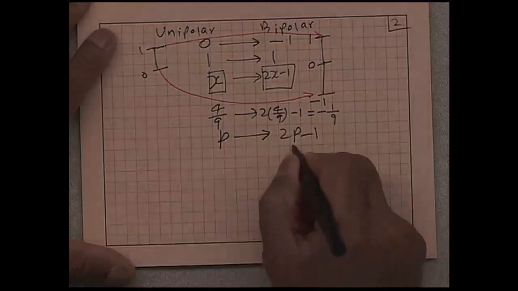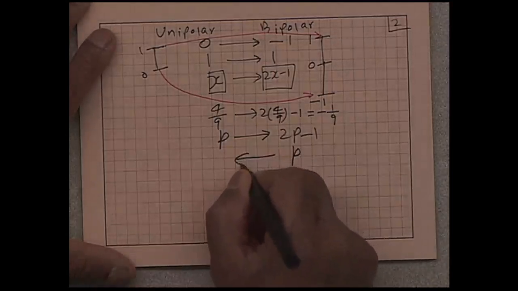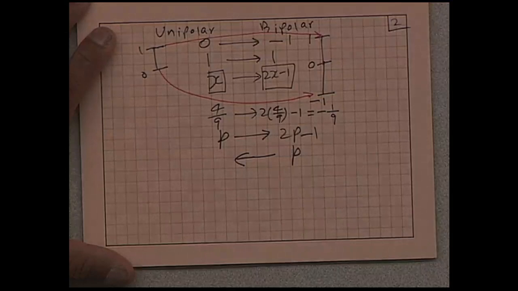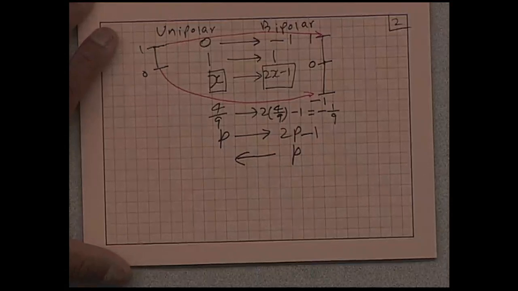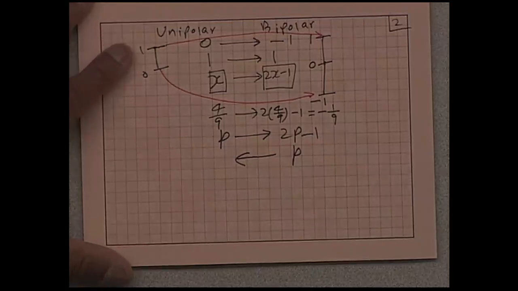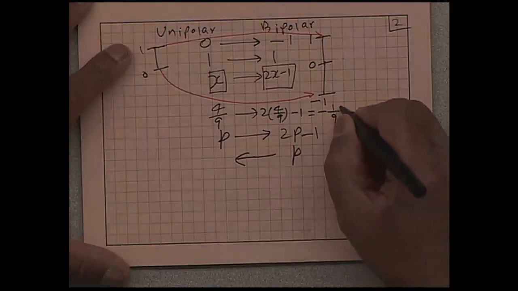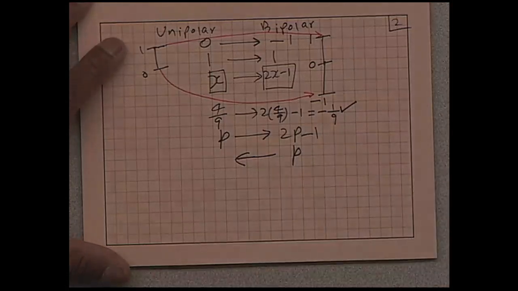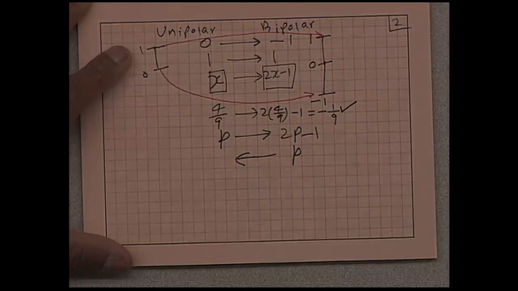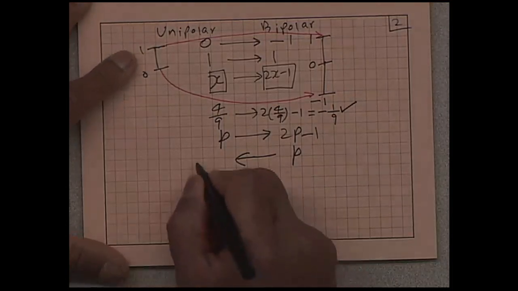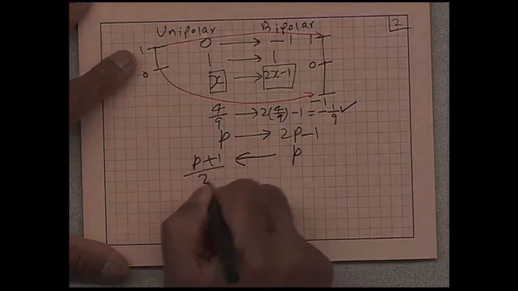Now what if it was a p in bipolar? What would that mean in unipolar? If I knew that the bipolar value of the number is p, so in other words, if I knew that this number is minus 1 by 9 in bipolar representation, what would that be in unipolar? Well, that's going to be (p plus 1) by 2.